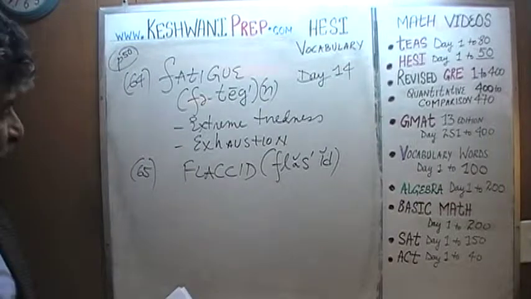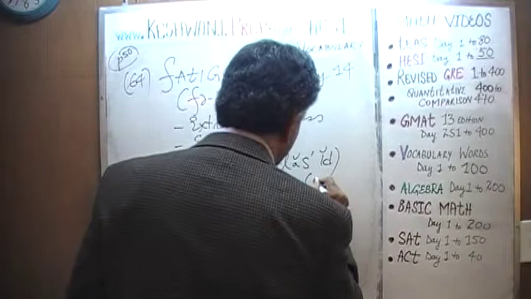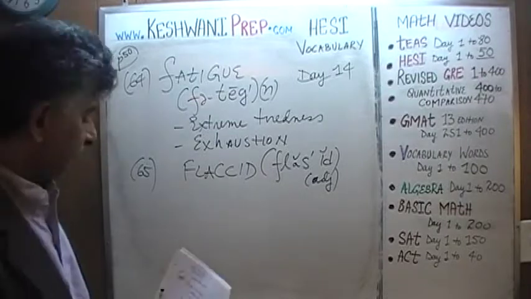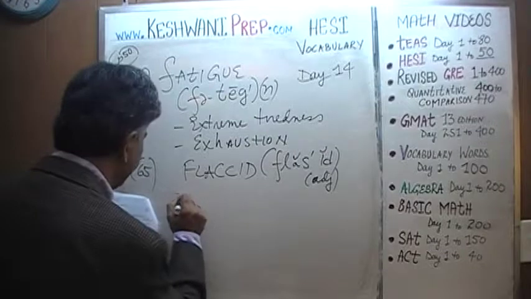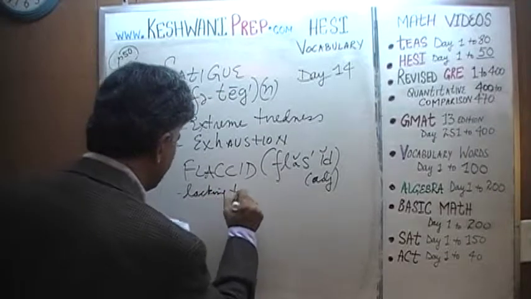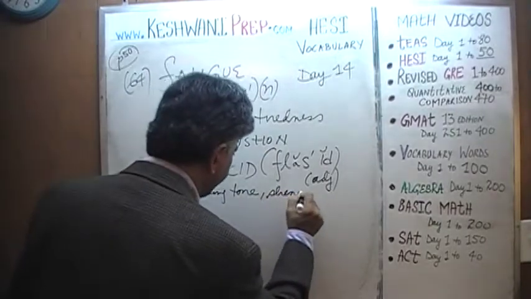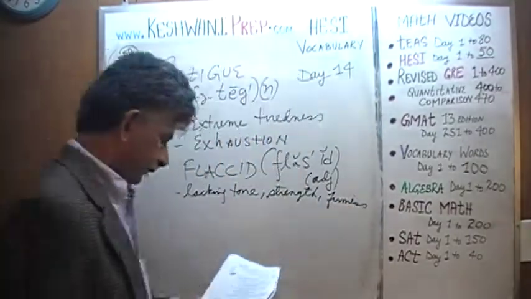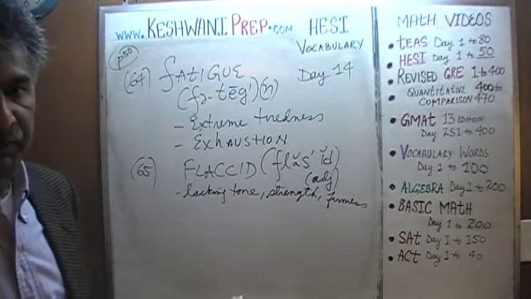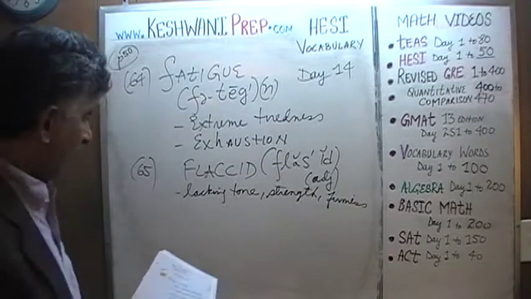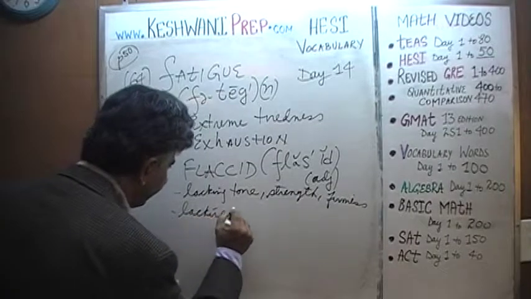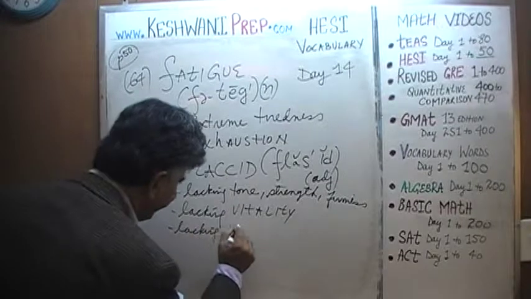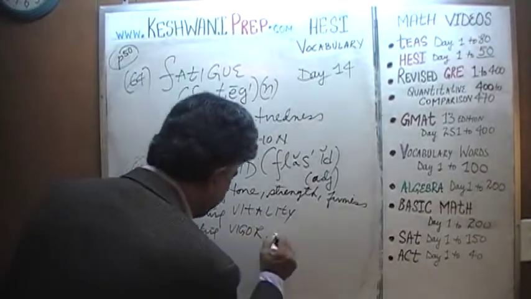Flaccid, I believe that's how it's pronounced. Flaccid is an adjective. What does it mean? It was a new word for me, I had to learn it myself. It just means lacking tone or strength. Lacking strength, lacking tone, lacking firmness. If it's not firm, if it's gone flabby, if it's weak, we say it's flaccid. Lacking vitality, lacking vigor, lacking energy.